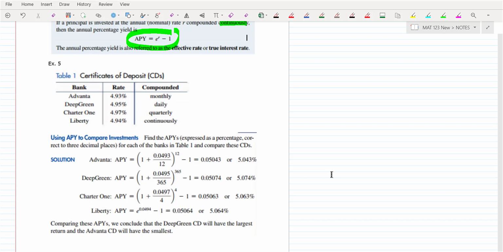Then I did Charter One the same way, that's 4.97. Quarterly plugs in like that. Does that make sense to everybody how everything's plugged in? Okay. Then you just do the arithmetic on your calculator, so you get that. And then the last one is continuous, so it's that formula up there. So you end up doing e to the 0.0494 minus 1, so you get that. So now if you look at these, which one's the highest interest rate? This one is, okay? So deep green is your best bet.